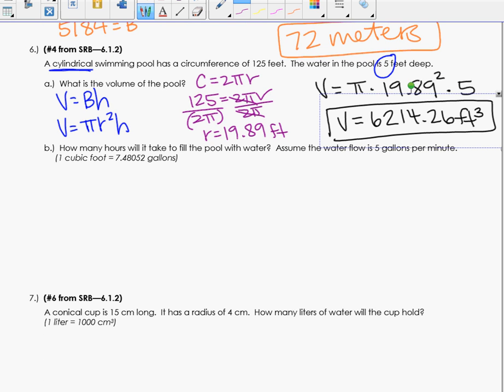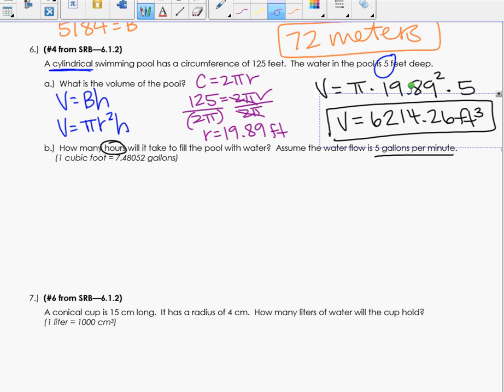All right, so now the next question is, this is when we start doing some conversions. It says, how many hours will it take to fill the pool with water? Assume the water flows 5 gallons per minute. Okay, so we know that the pool is 6,214.26 feet cubed. And they're giving you this 1 cubic foot is 7.48052 gallons. So what we need to do is convert this volume to how many gallons the pool holds, because we know the water flow in gallons, and then we can figure out time.